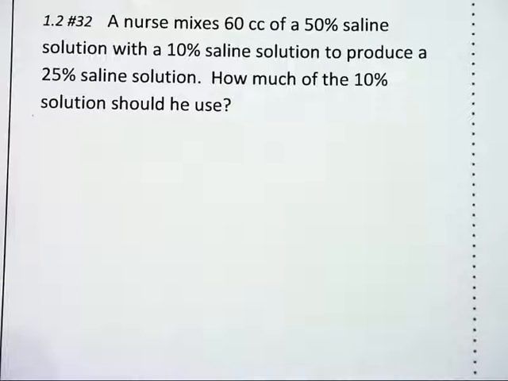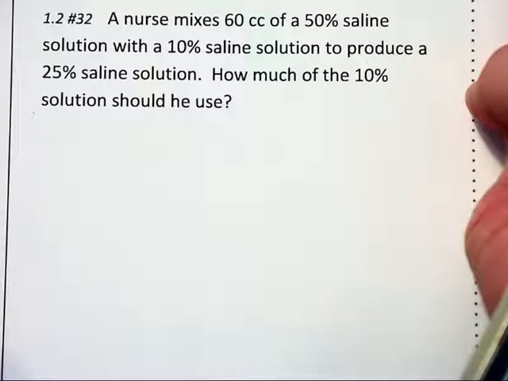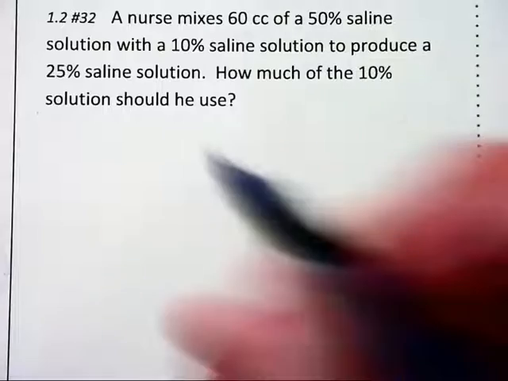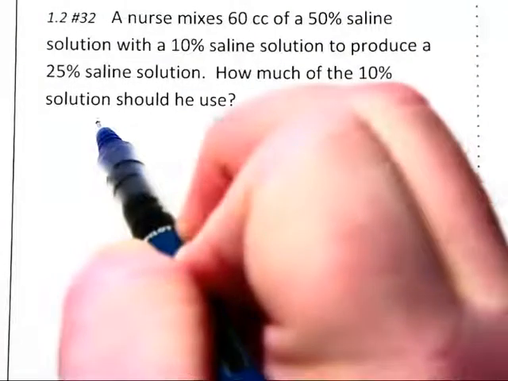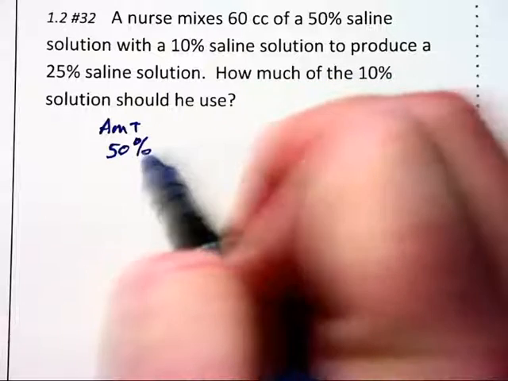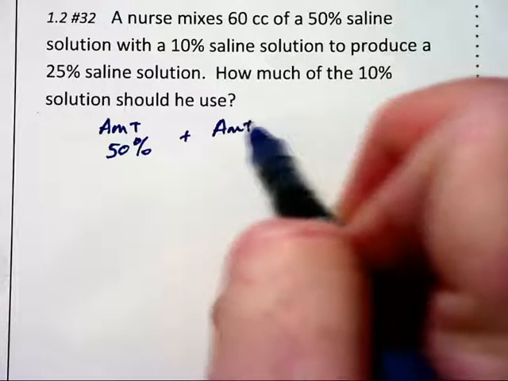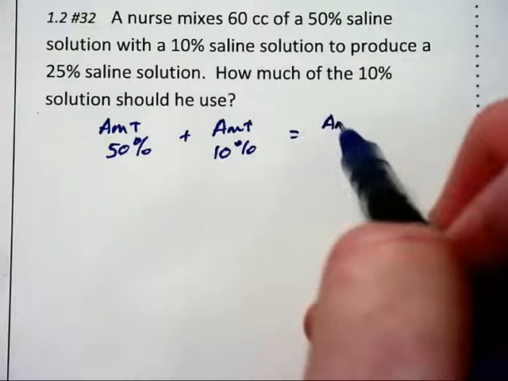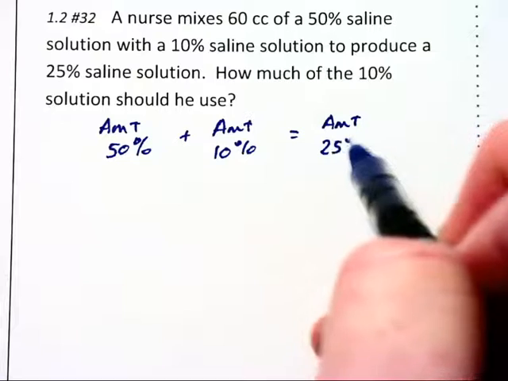We now have a mixture problem. We're mixing together a 50% saline solution with a 10% saline solution to get a 25% saline solution. And we want to focus on the amount of salt in each separate mixture. First, we're going to begin with the amount of salt in the 50% mixture plus the amount of salt that's in the 10% mixture, adding up to the amount of salt that is in the 25% mixture.